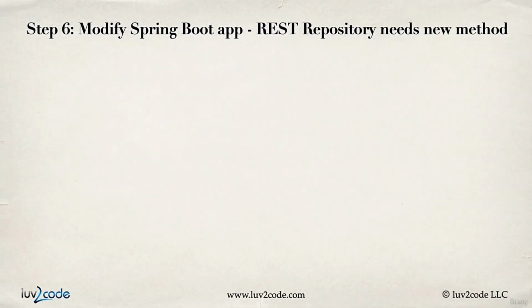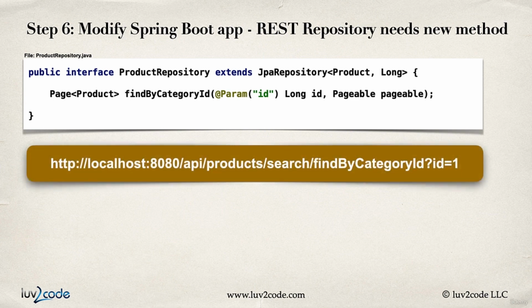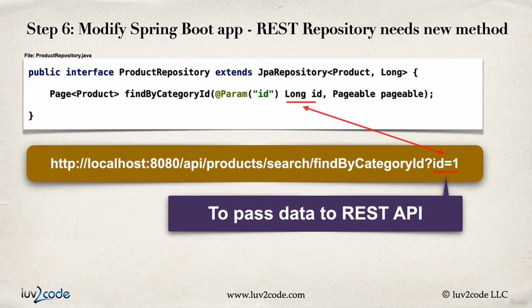Now, the question is, how do we pass data to this REST API? We simply use the question mark, id equals, and then we plug in the value. So that's the ID of 1, meaning the category ID of 1 or 2 or 3 or 4. That's how you pass the given data to this Spring Data REST API.